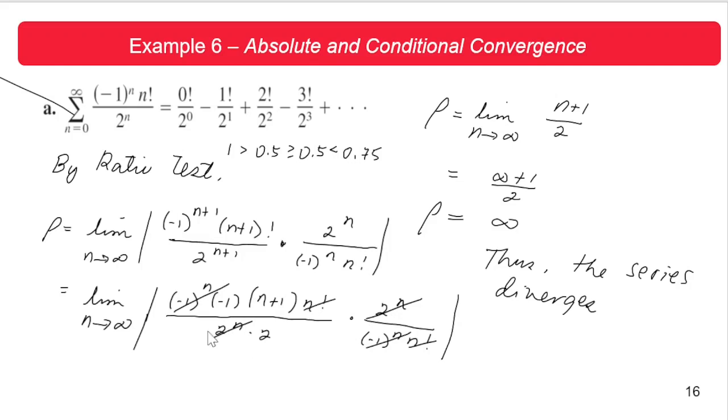Then we cancel out the common factors, negative 1 to the n, 2 to the n, and n factorial. So we have negative of n plus 1 all over 2. But by taking the absolute value, we get n plus 1 all over 2. And by replacing all the variable n by infinity, we have infinity plus 1 all over 2 is infinity, which indicates that, if you can recall, if the value of rho is greater than 1 or equal to positive infinity, then we can conclude that the series diverges.